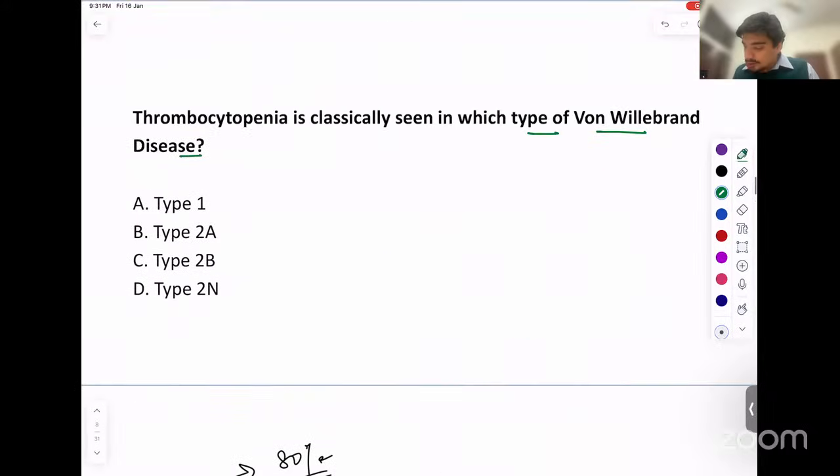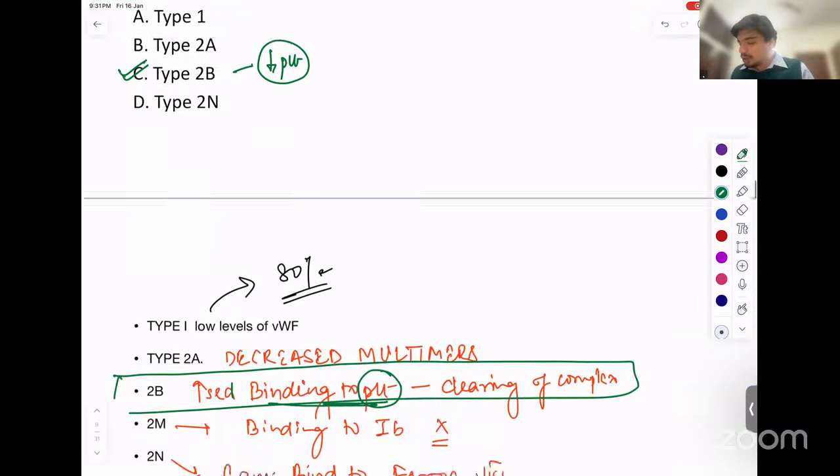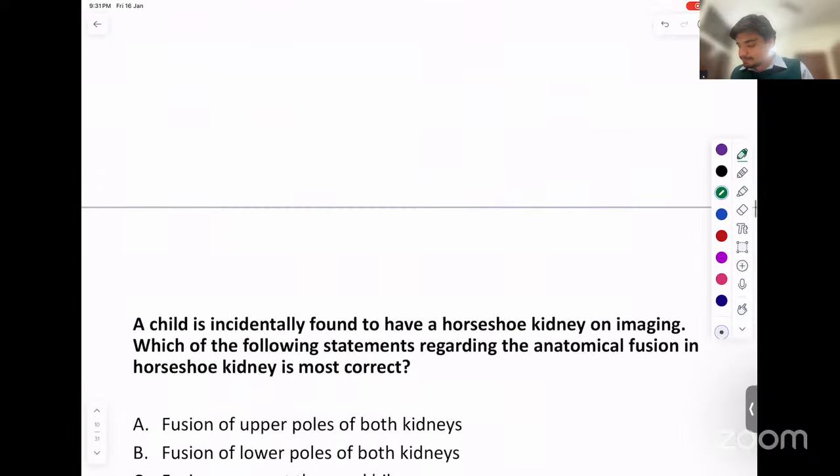So the answer here is going to be option 2B, that is option C, right? Type 2B is the one which is associated with a fall in platelet count. So we discussed this in the videos. If you had gone through the videos, if you had gone through the notes, you would have mostly gotten this correct.